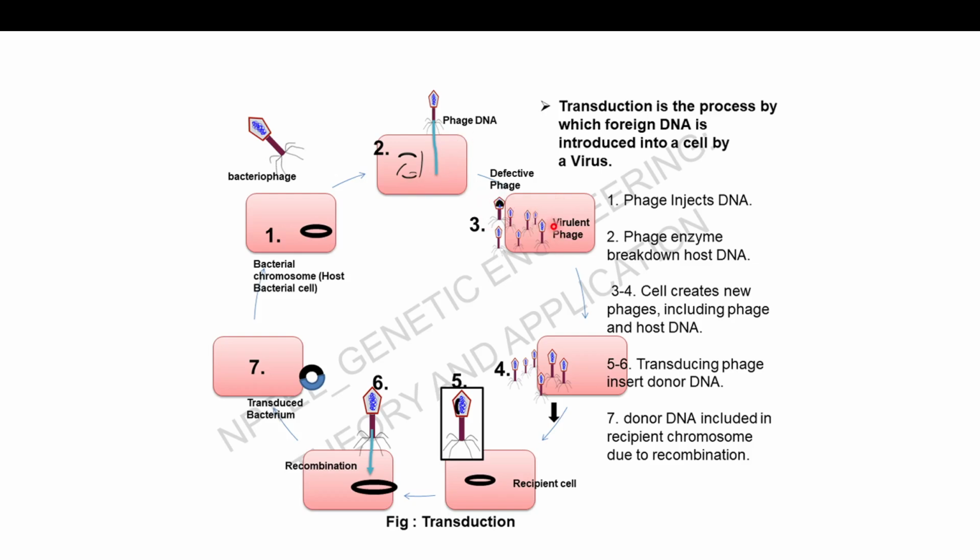Okay. Now if a DNA of our interest is introduced into these bacteriophage viruses, this virus can then naturally infect the bacterial cell, and when it gets inside the bacterial cell, it can introduce that particular foreign genetic material easily. So the transducing phage inserts donor DNA, and this DNA can be included in the recipient chromosome when it recombines with the recipient chromosome and gets introduced inside the bacterial cell or recipient cell. Okay, this is what has been shown here.